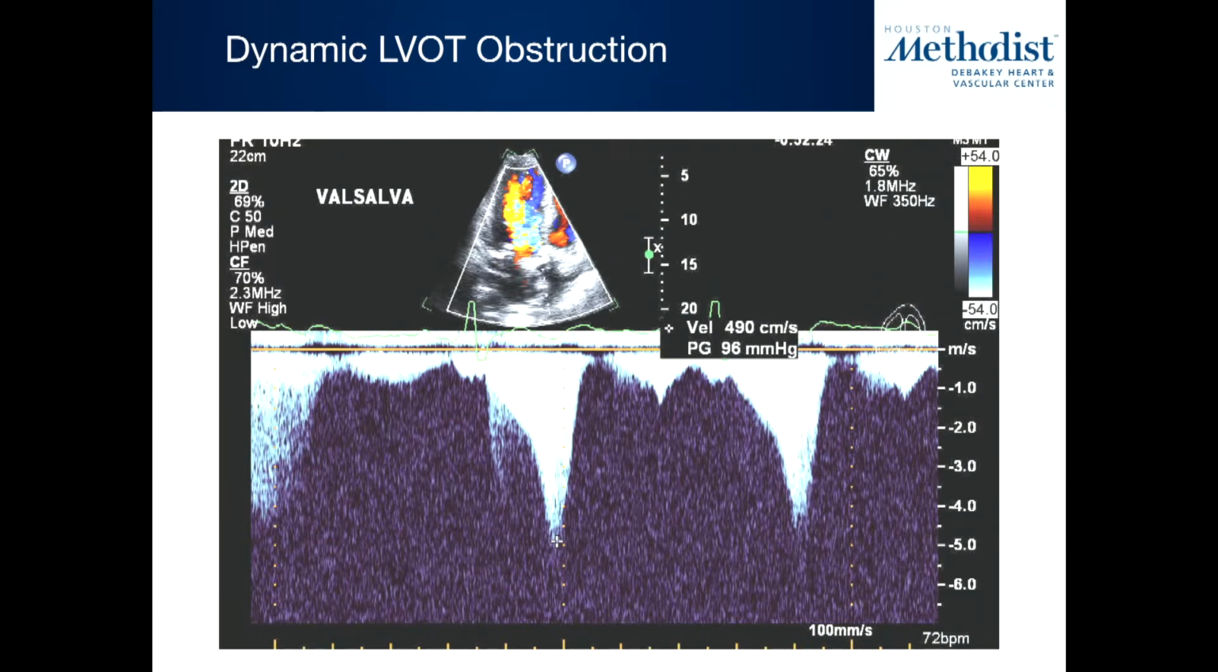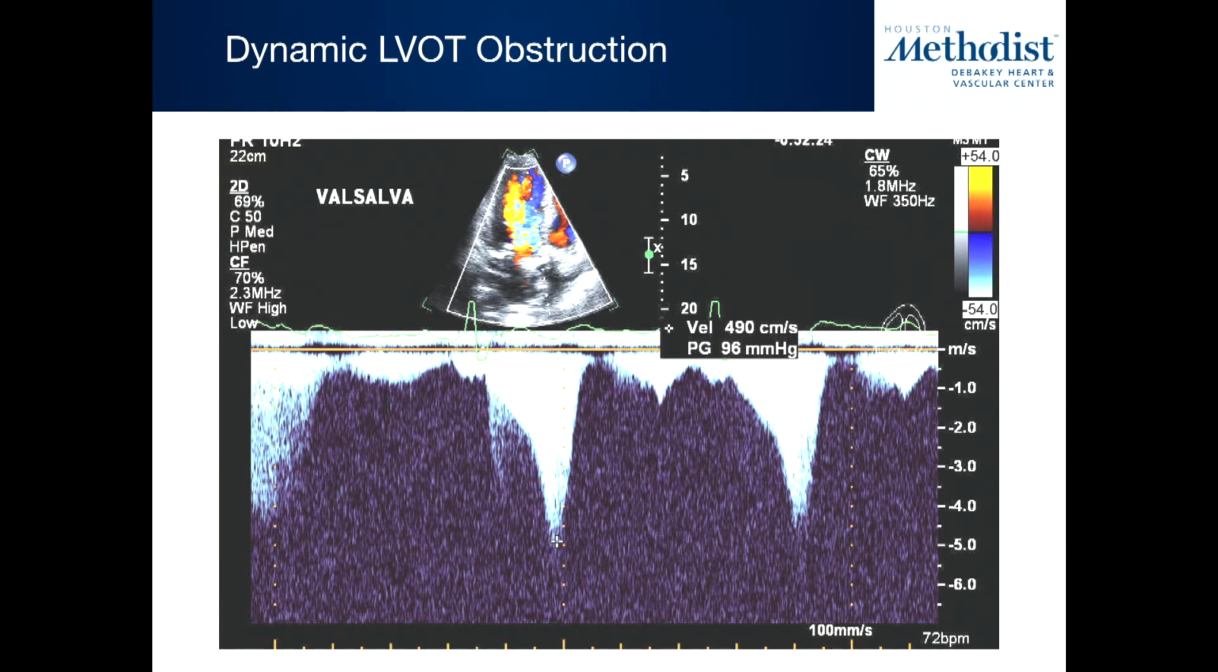So let me go on to one thing that you probably do not want to use CMR for, and that's in these HOCM patients, trying to identify dynamic LVOT obstruction. Or rather, I shouldn't say identify, but quantify. The reason is, if I show you this Doppler image here, you can see it's a dagger-shaped jet, which means that the duration where the peak velocity occurs is a very short period of time.